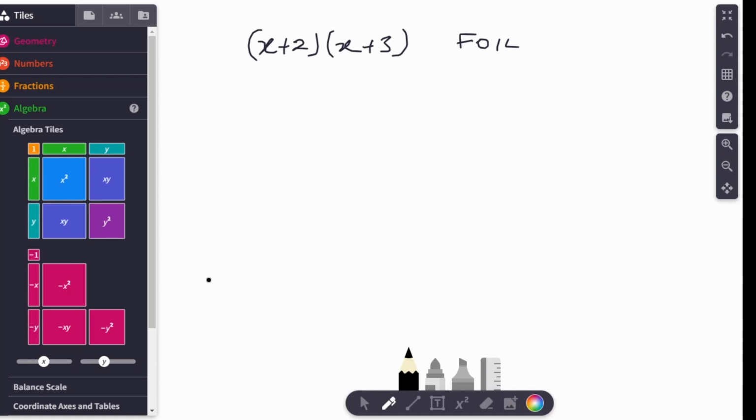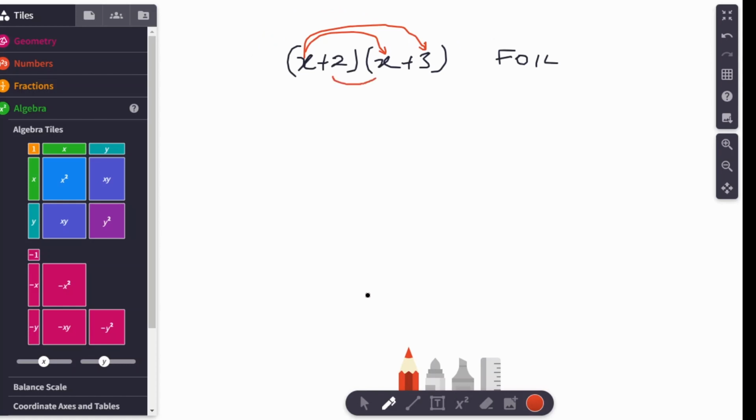So that means that this first term here will multiply the first term here. That is what the F stands for, the first terms. Then outer terms, meaning this one will multiply this one here. Both of them are outside. Then we come to the inner terms. Both of them are in. Then the last terms. First last term multiplying second last term. So that is just what we're doing. But then we have to model that with our tiles. So let me do that quickly before I explain.